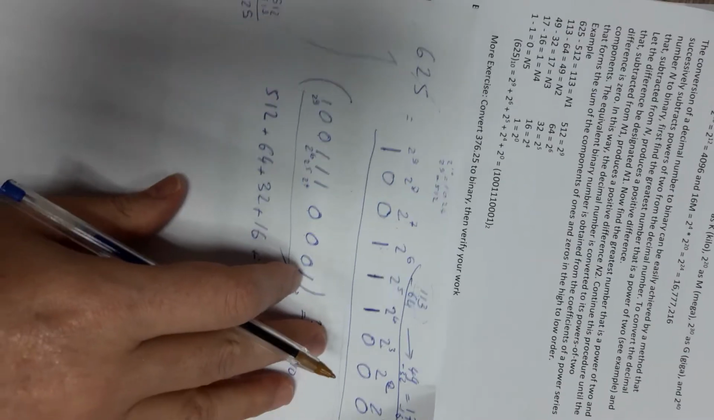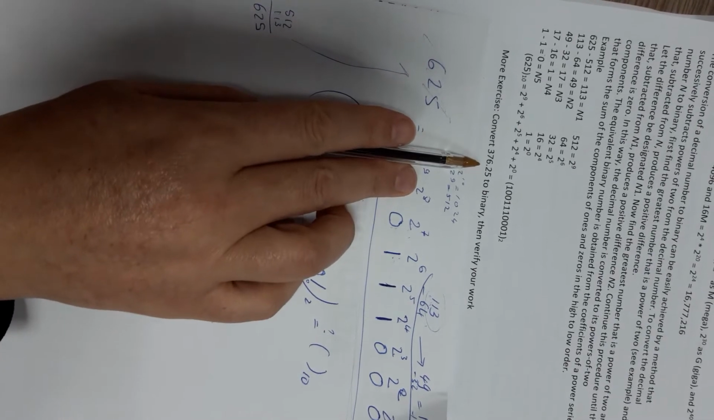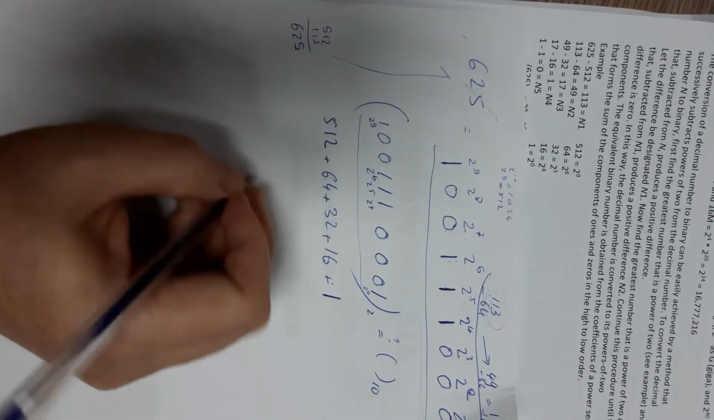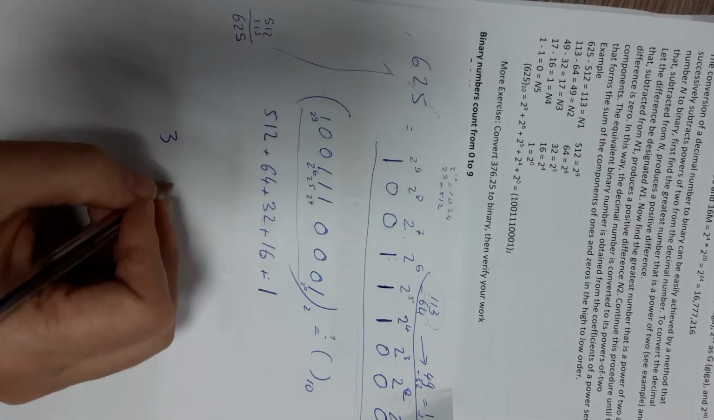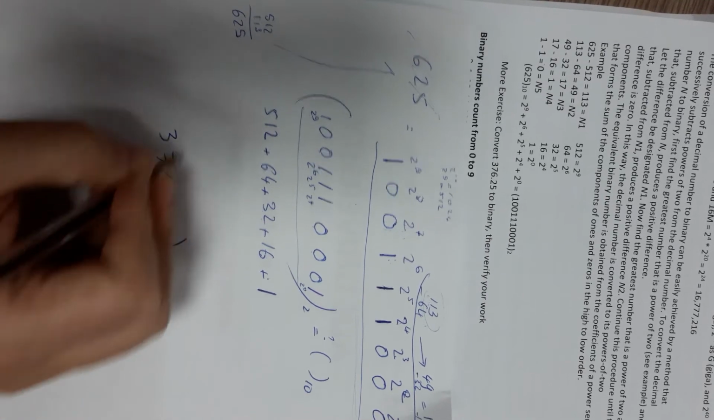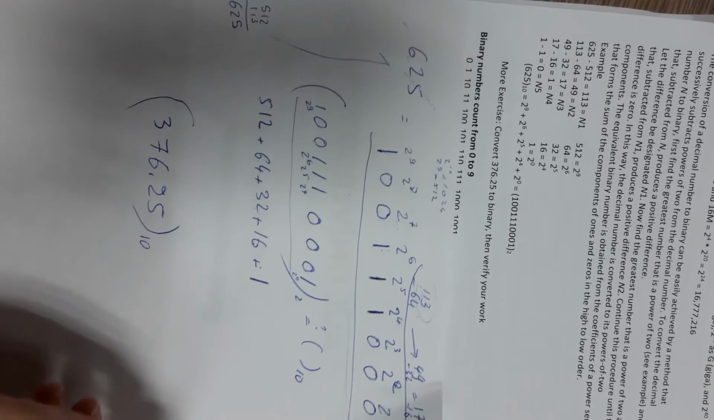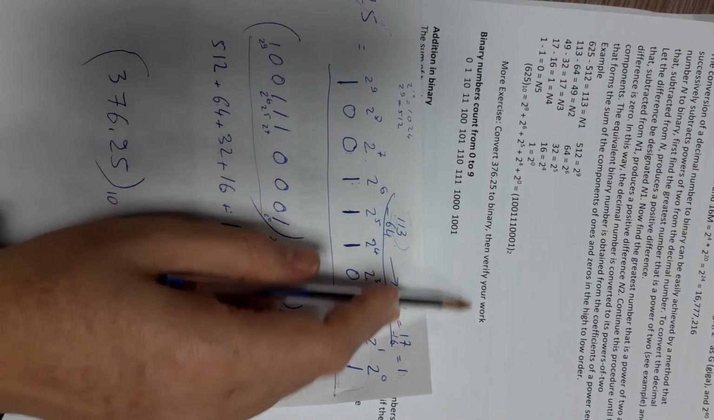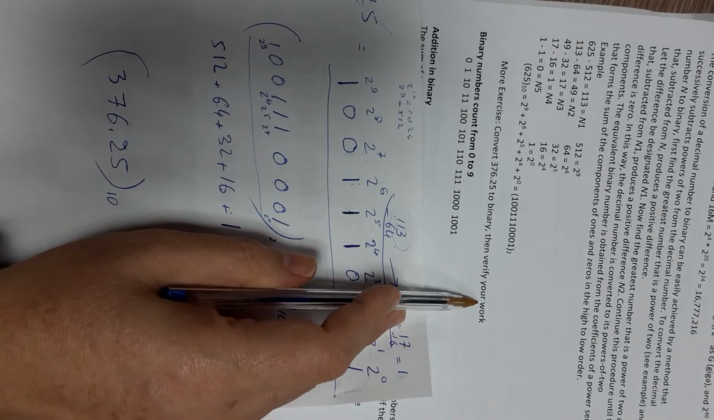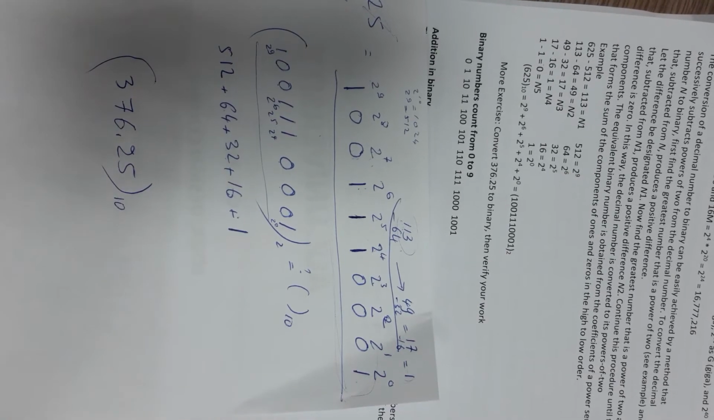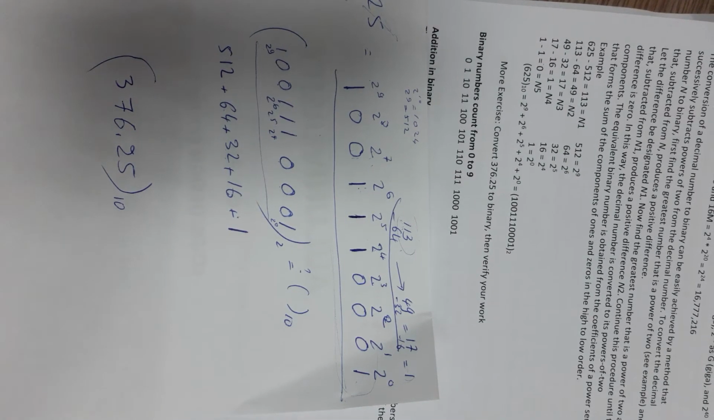Let me do this exercise for you because I have a decimal value. I have here 376.25 in base 10. I want to convert it to binary. Then verify your work as asked here. What does this mean? It means, it is what?